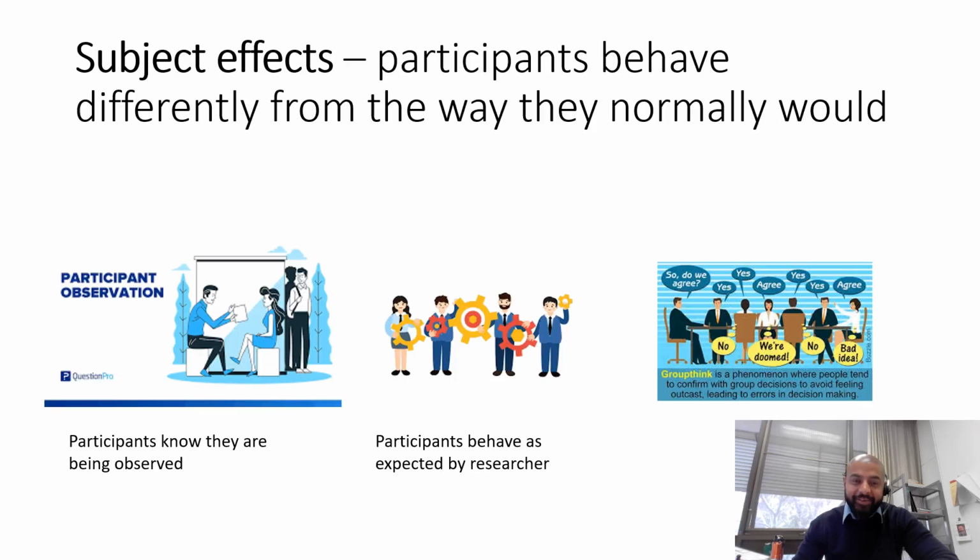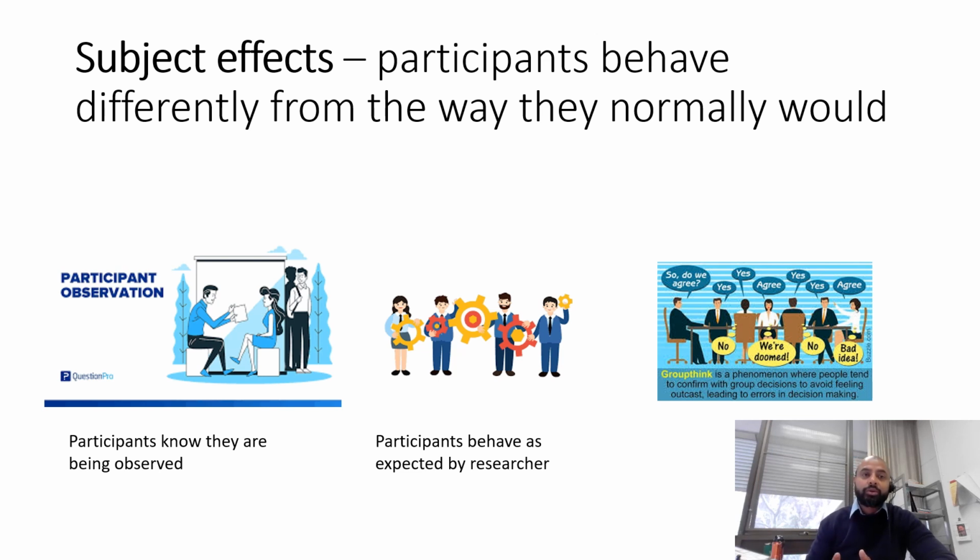So let's get started. First let me explain what is subject effect. Subject effect is when participants behave differently from the way they normally would. Now this happens when, firstly, the participants know that they are being observed, so sometimes they would behave in a more controlled fashion or in a more aggressive way. They become conscious of the fact that somebody is observing them or maybe somebody is recording their behavior.